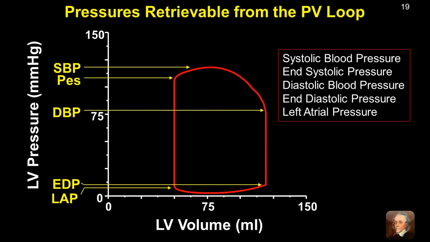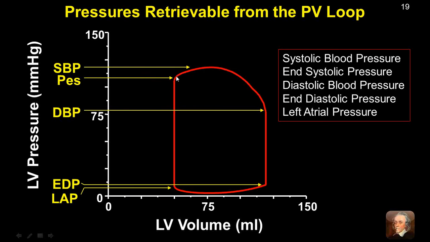That's because during this ejection phase, the aortic valve is open, and the pressure in the ventricle and the proximal aorta are basically equal. So the pressure that is at the peak of the ventricle is also the same as the systolic blood pressure in the arterial system. At the end of ejection, we've got the end systolic pressure, PES.